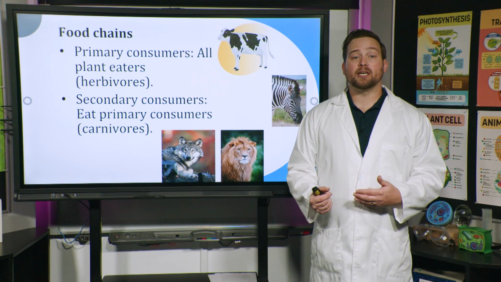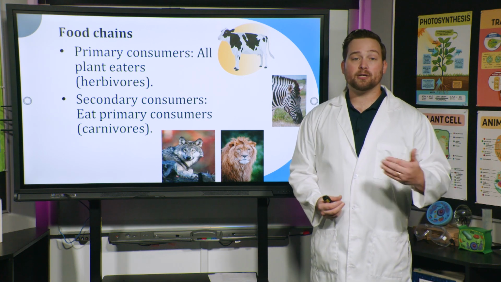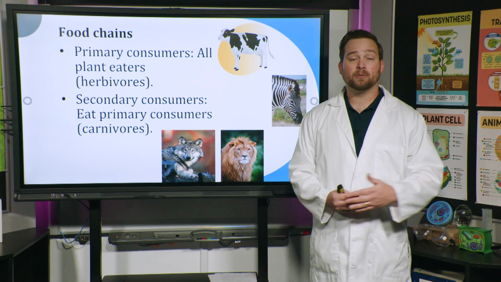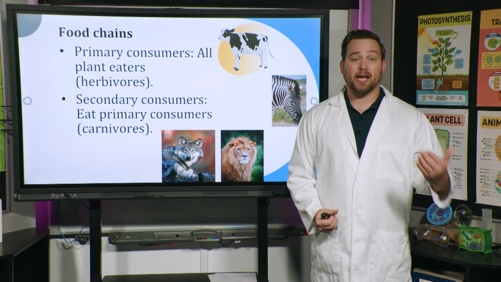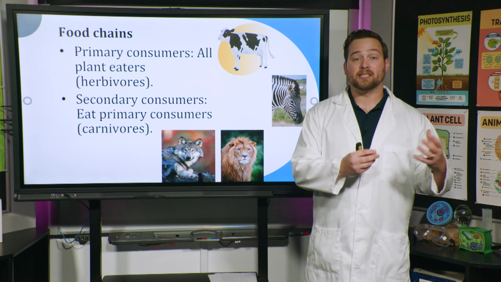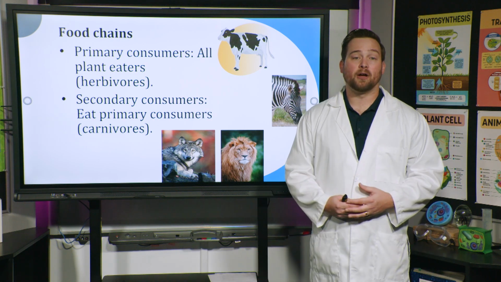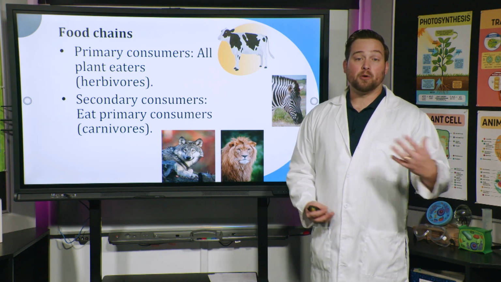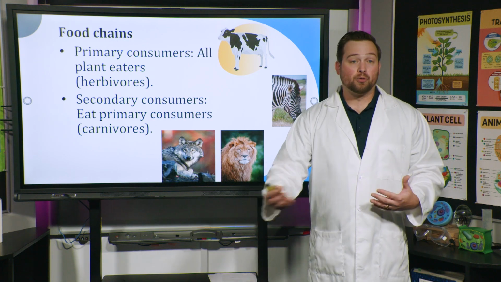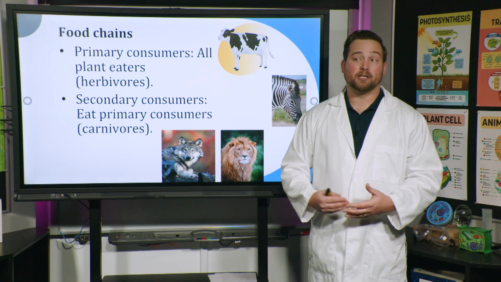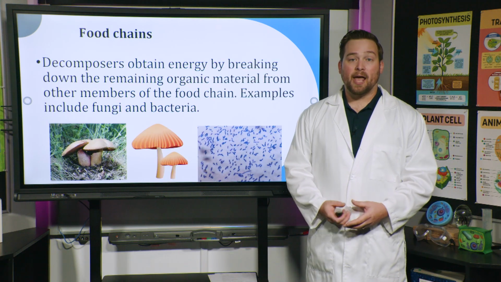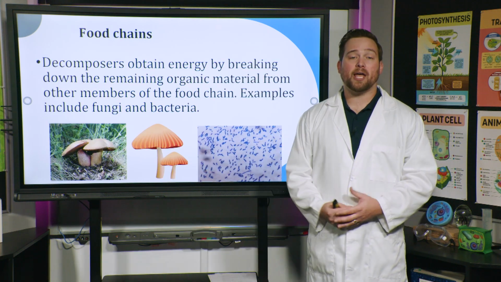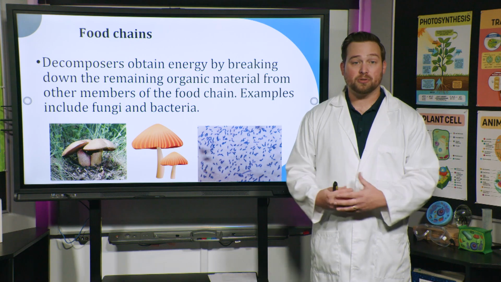And then we're going to get into our secondary consumer. These are things that eat other organisms. A secondary consumer, those are the things that eat primary consumers. Things like this would be wolves and lions. They eat other animals, and because they're eating a different animal, they would be a secondary consumer. And then we continue through that food chain until we get to the decomposers.